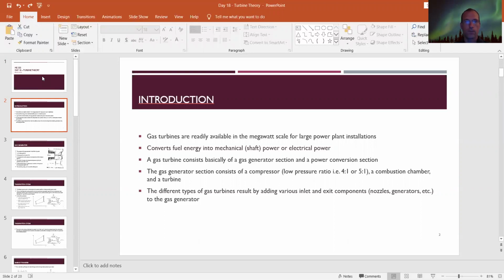So the gas generator section generally consists of three components. There's a compressor, usually with a low pressure ratio, something like 4 to 1 or 5 to 1. Second component is a combustion chamber, and the third component is a turbine.